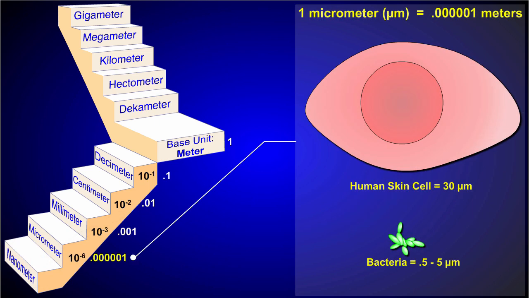Micrometers are 1,000,000 times smaller than meters. Skin cells are often measured in micrometers. A human skin cell is about 30 micrometers in diameter, while bacterial cells range in size from 0.5 to 5 micrometers. Micrometers are extremely small. In fact, you'd need a microscope to see something this small.